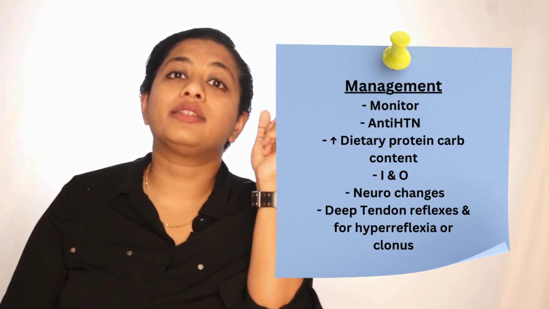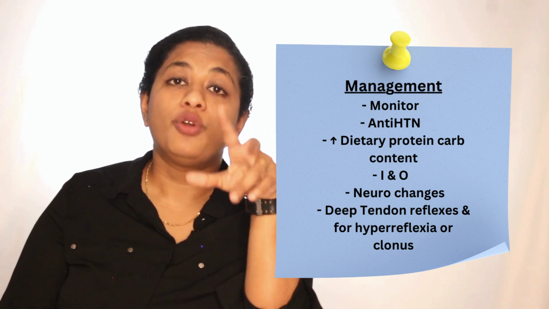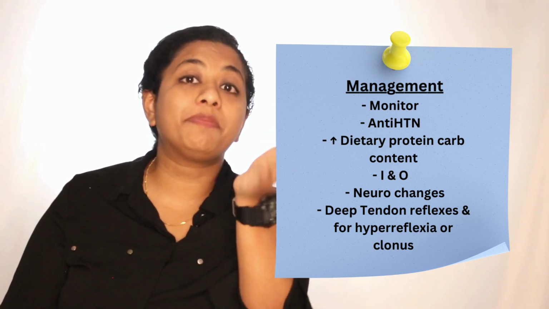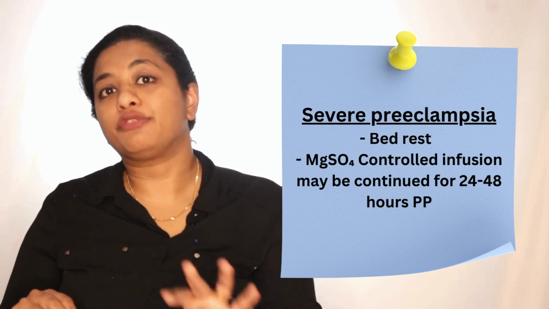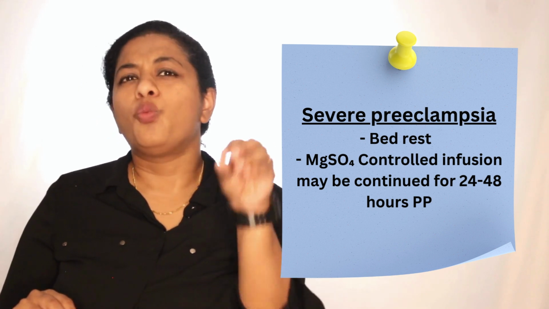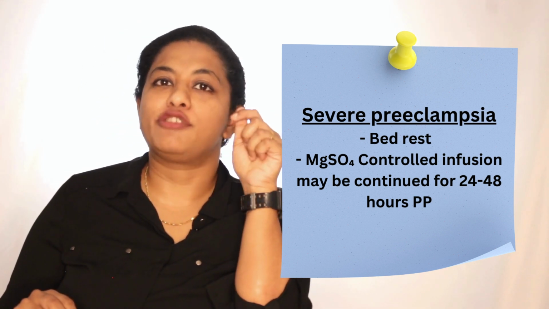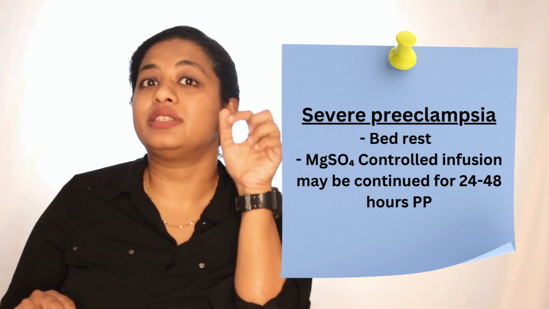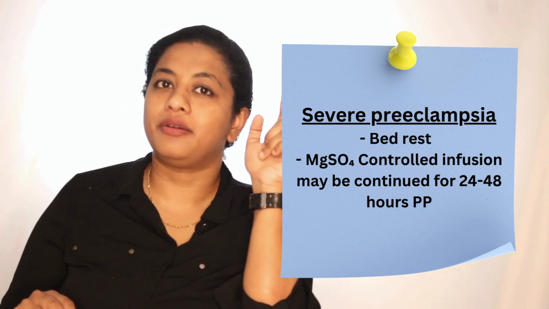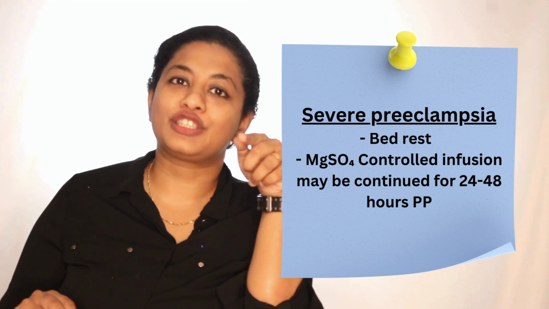When you look at the deep tendon reflexes, what are you going to see? You're seeing hyperreflexia or you're seeing clonus. For severe preeclampsia, the recommendation is magnesium sulfate controlled infusion and bed rest. Why a controlled infusion? Because magnesium sulfate itself, even though it's a treatment, if given in excess can cause toxicity.